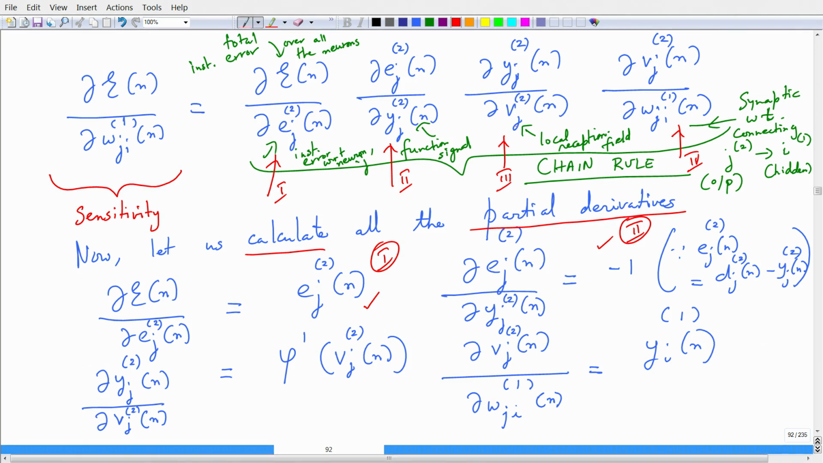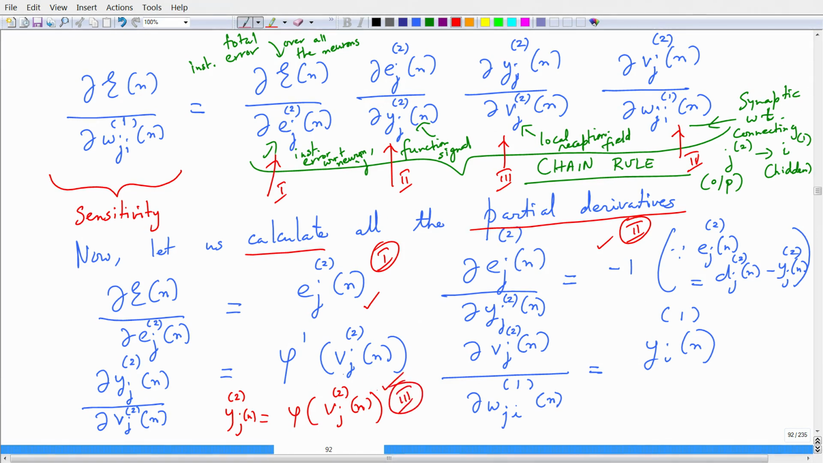This is where we have to be careful, because what is this Yj? Yj is basically phi of Vj. I just put an n here to be consistent, and I also put the indication of which layer. So, this is the basic equation. Now, we take the derivative of this nonlinear function, which is basically phi dash of Vj of n. So, this is also clear, this is term 3.